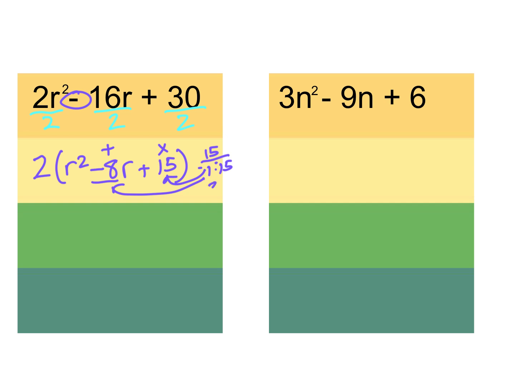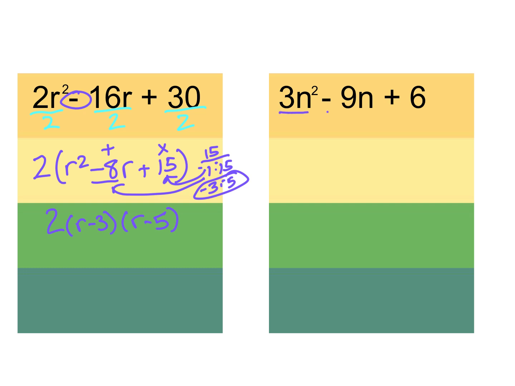Let's try the next one. 3 times 5. Does that make 8? It sure does, but to make negative 8, I have to go negative, negative, and that will make negative 8. All right, so I'm going to say r minus 3 times r minus 5, and again, that 2 goes down in front.